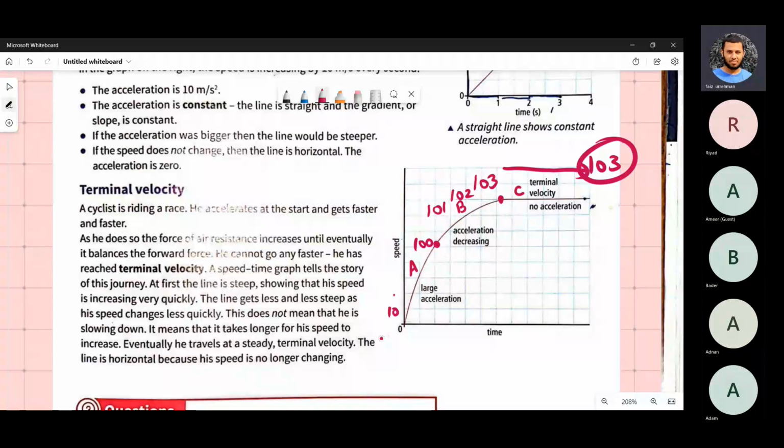This is the maximum velocity for this vehicle. Clear, everyone? Did you understand the 3 phases? A, B, and C. B is the most tricky for students.